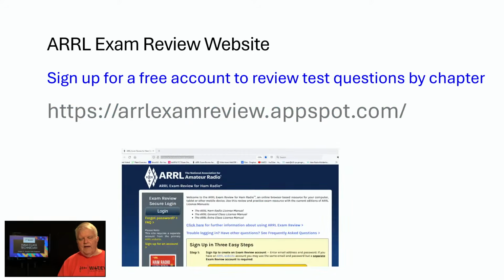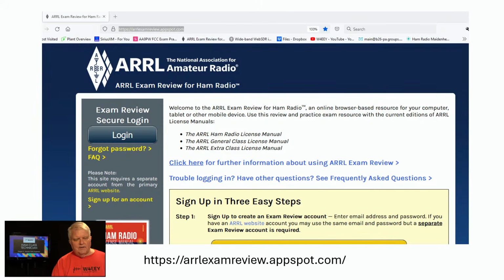If you want to go to the ARRL site, this is what it looks like. You sign up for a free account just so that they can help you when you log in, tell you how you're doing, tell you what you've taken so far, etc. We're going to actually show you an example of how to use this when we have more time. I'm going to get you out 15 minutes early.